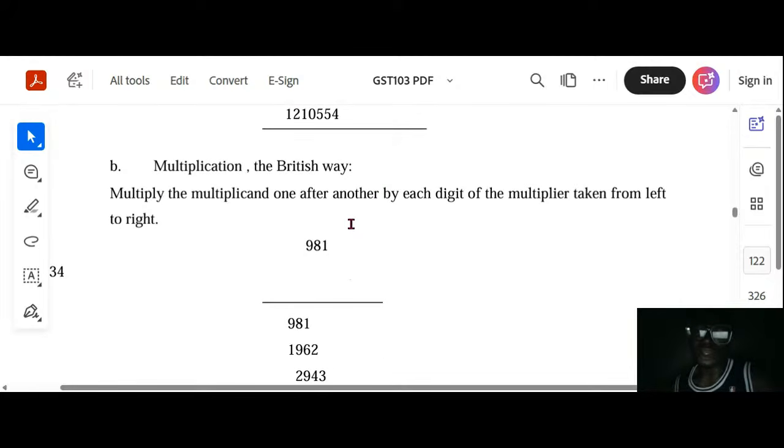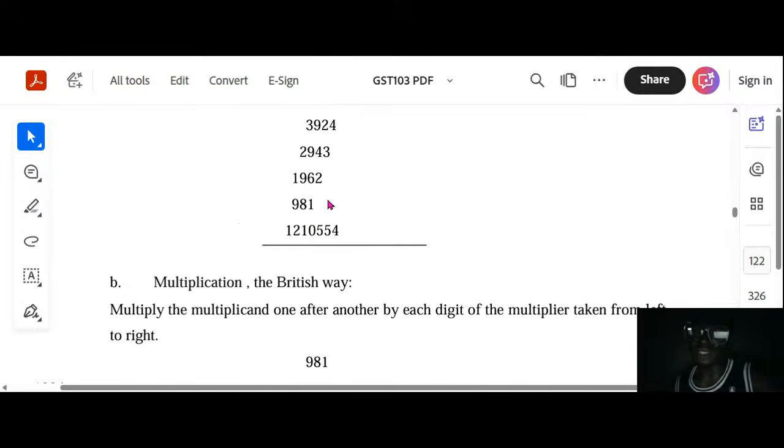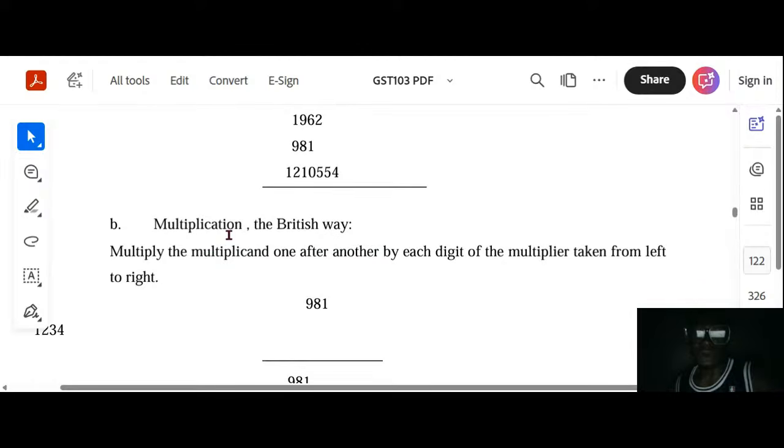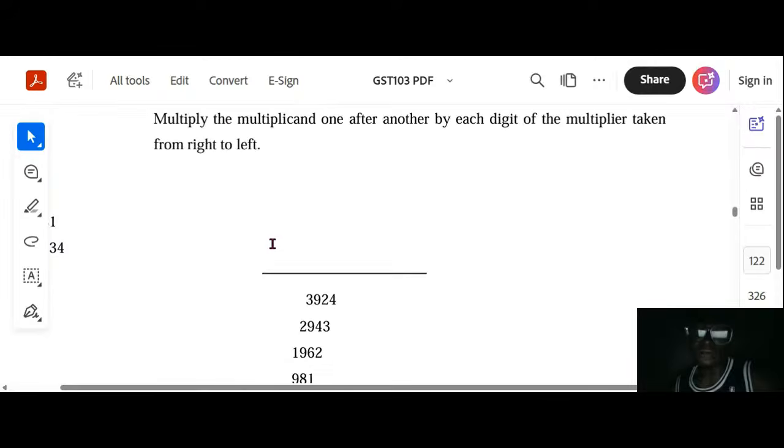Okay, I think the one we mostly use in Nigeria should be the British. You know the way they taught us in primary school then how to do multiplication by hundreds and thousands. So the second one is the British way. The British will multiply the multiplicand one after another by each digit of the multiplier taken from left to right, while the American will take it from right to left.